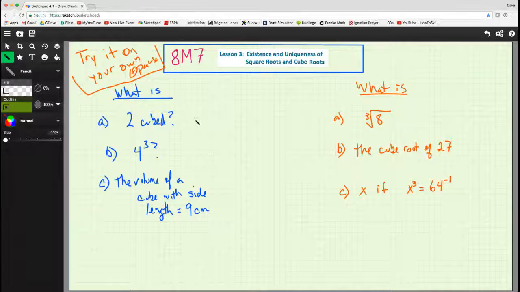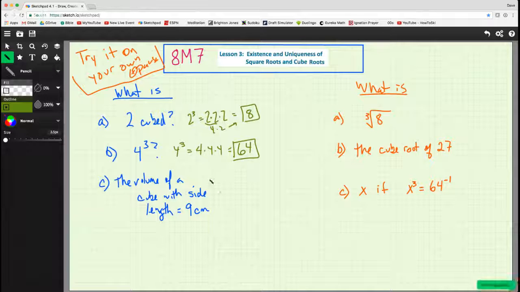All right, so 2 cubed. I assume you're back, and hopefully you've tried some of these. So 2 cubed is the same thing as 2 times 2 times 2, which is equal to 8. Right? 2 times 2 is 4, and 4 times 2 is 8. So 4 cubed is done the same way. 4 cubed is 4 times 4 times 4, and that is equal to 64.